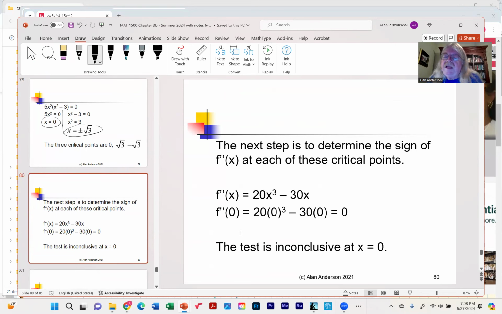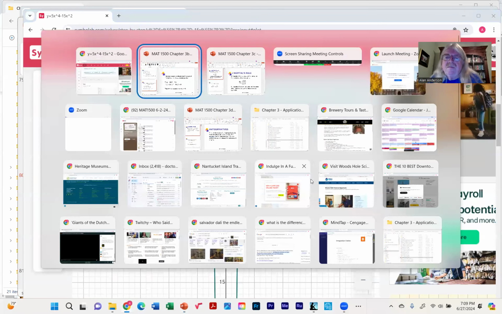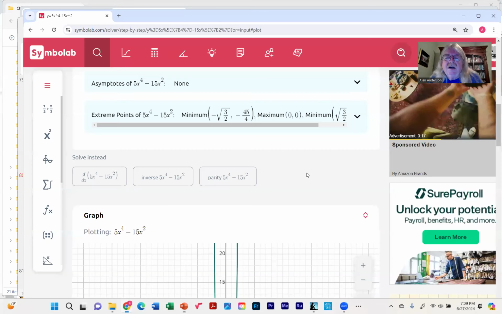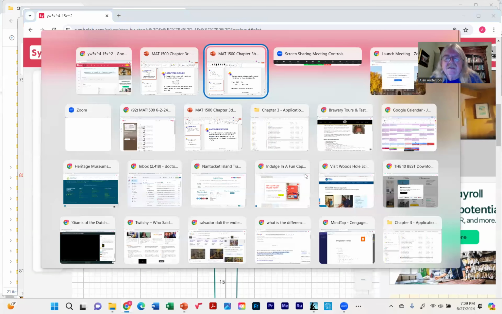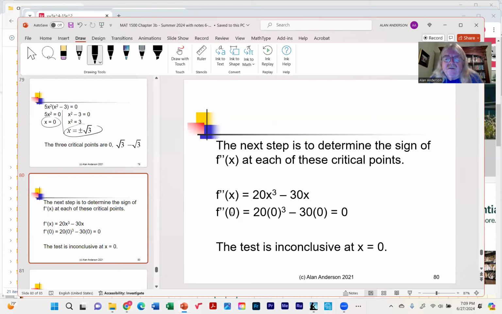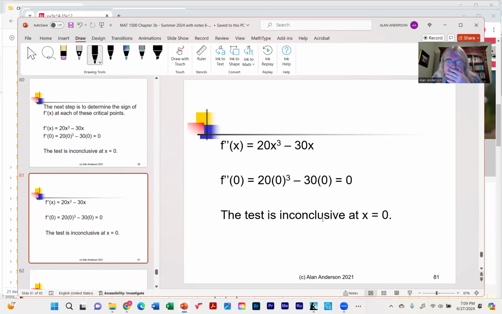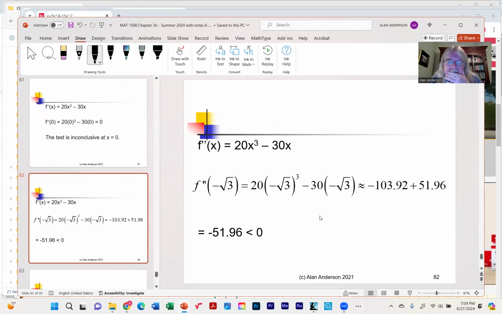Now, what we have to do is solve for the second derivative at each of these 3 points. What we're looking for is positive, negative, or 0. So we try it when x equals 0, and we get 0. So the test is inconclusive when x equals 0. What about plus and minus radical 3? Well, here's negative radical 3, and you can see it's negative, which implies that this point is concave down.